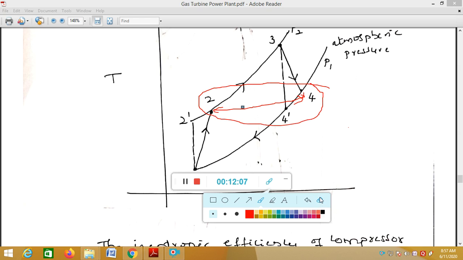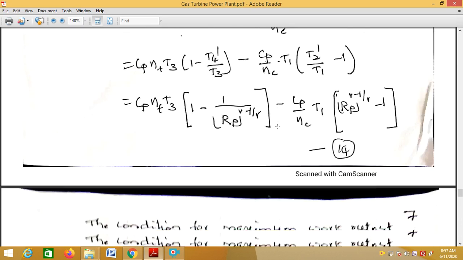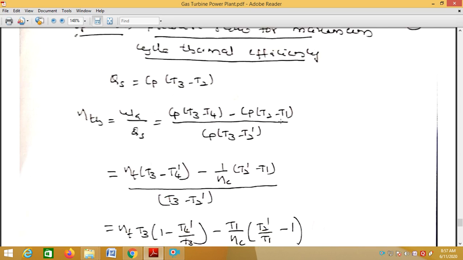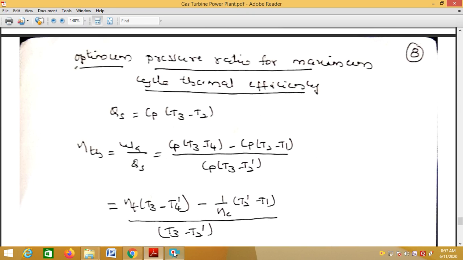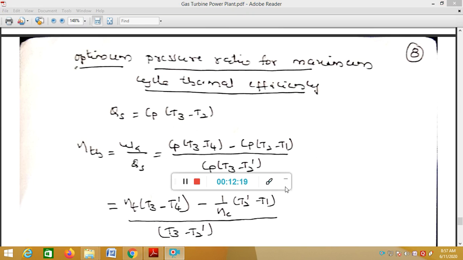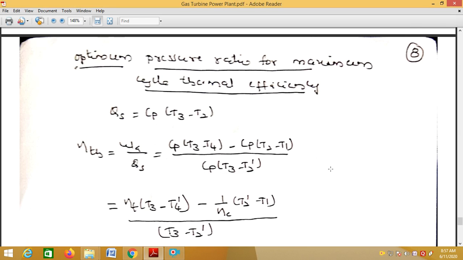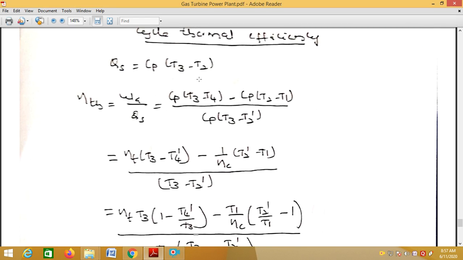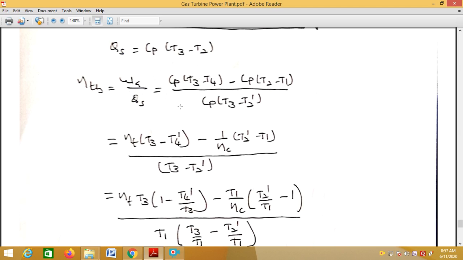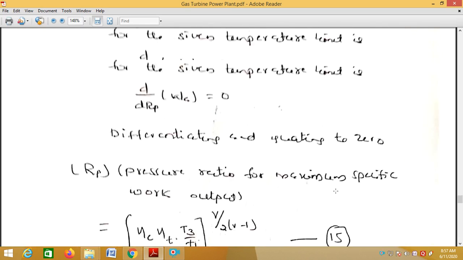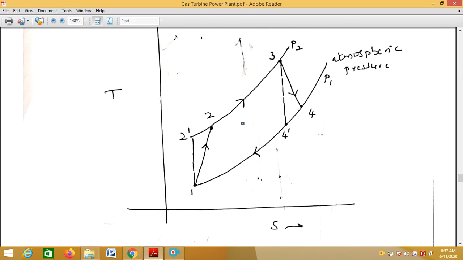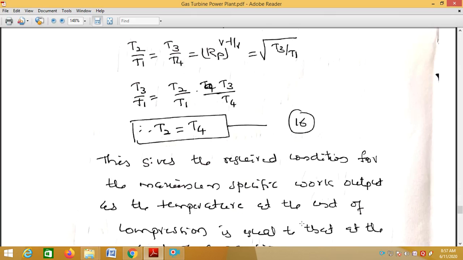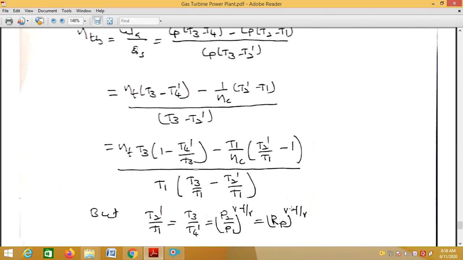Okay, then we shall also find out the optimum pressure ratio for maximum cycle thermal efficiency. So Qs equal to Cp (T3 minus T2 dash). You know that heat supplied equal to Cp (T3 minus T2 dash). So thermal efficiency is equal to W by Qs, that is, Cp (T3 minus T4) minus Cp (T2 minus T1), divided by Cp (T3 minus T2 dash).